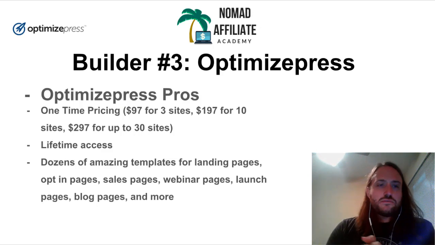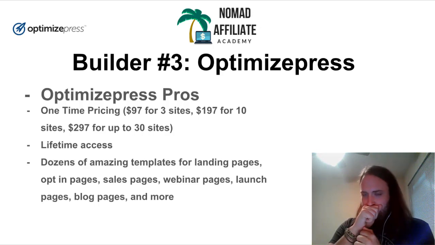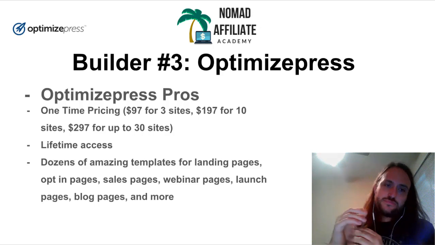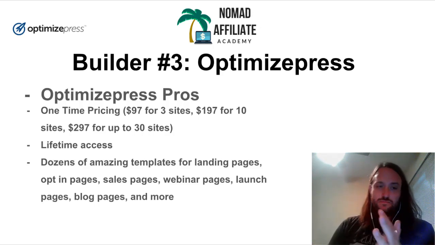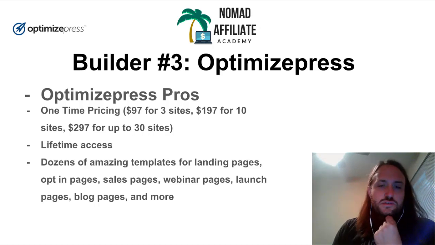So some of the pros of OptimizePress are the one-time pricing. It's $97 for 3 sites, $197 for 10 sites, $297 for up to 30 sites. So it's really scalable. Also, you get lifetime access, which is really cool. Again, not monthly access.